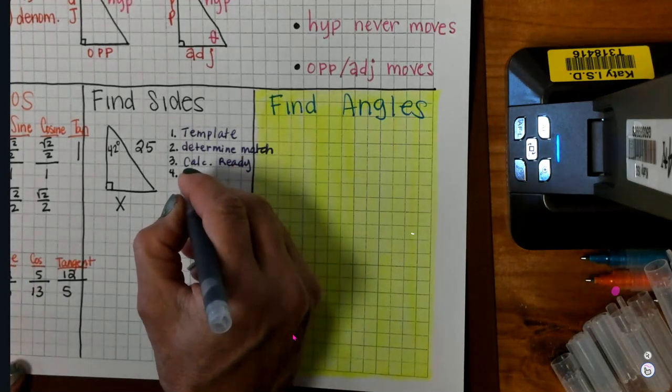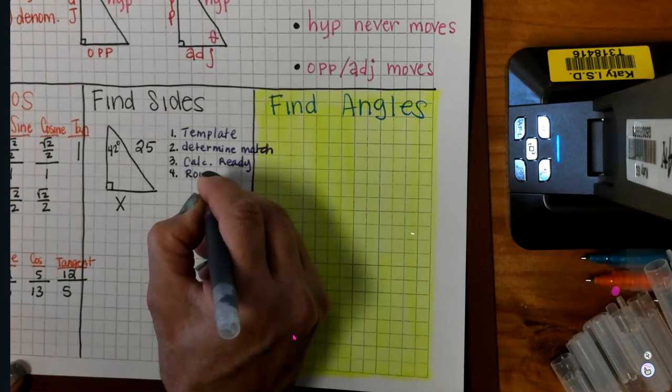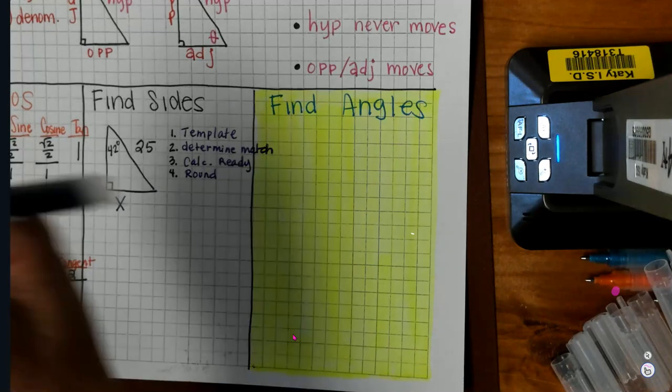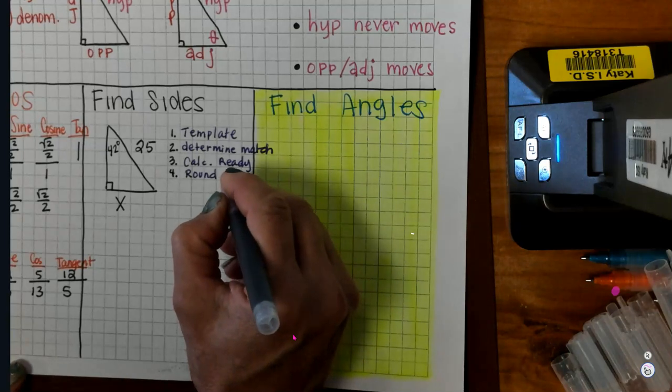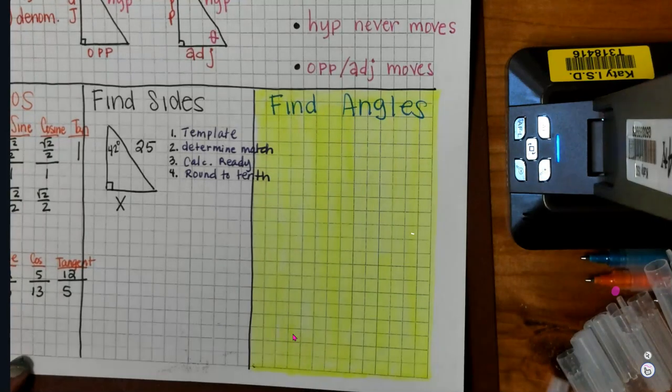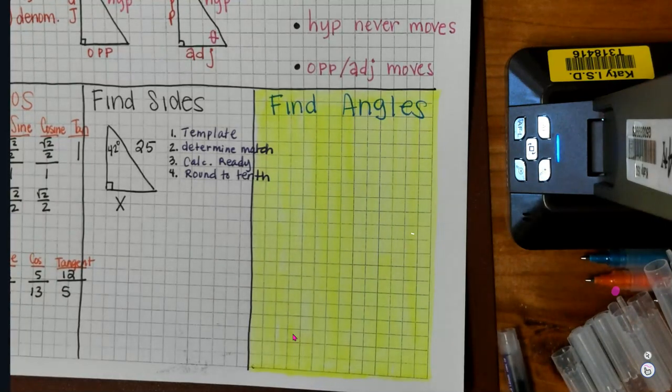And guys, remember, we're going to have to round. And if there are not specific rounding instructions, then our default is to round to the nearest tenth, unless the instructions state something different. All right, here we go.